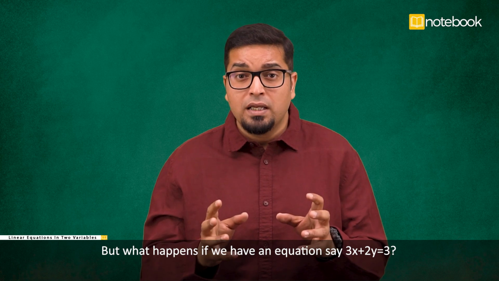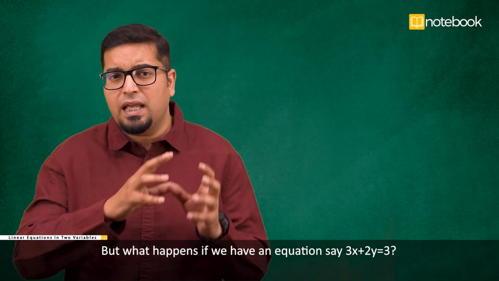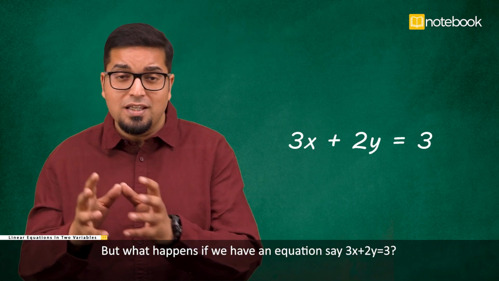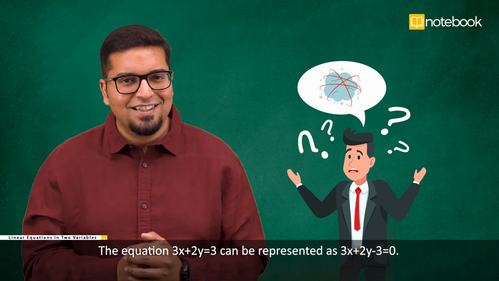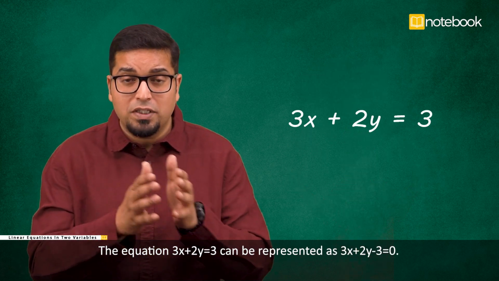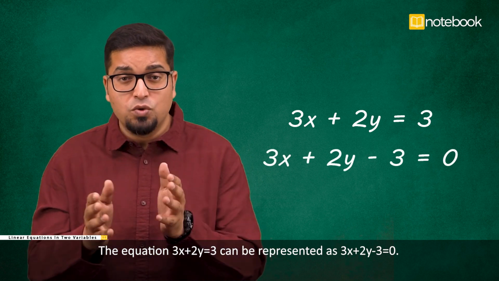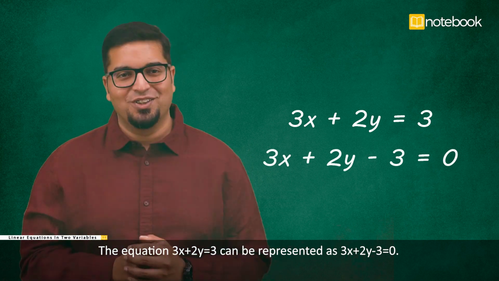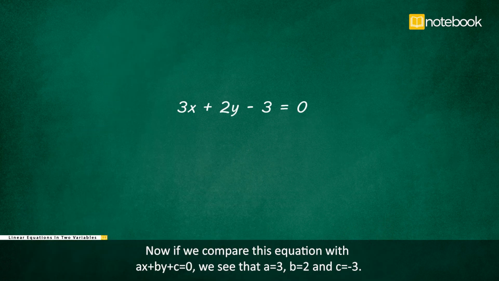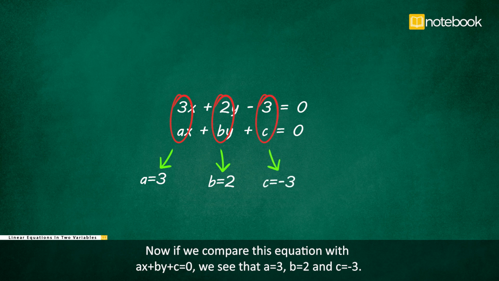But what happens if we have, say, an equation like 3x plus 2y is equal to 3? What would you do? The equation 3x plus 2y is equal to 3 can be represented as 3x plus 2y minus 3 is equal to 0. Now, if we compare this equation with ax plus by plus c is equal to 0, we see that a is equal to 3, b is equal to 2 and c is equal to minus 3.